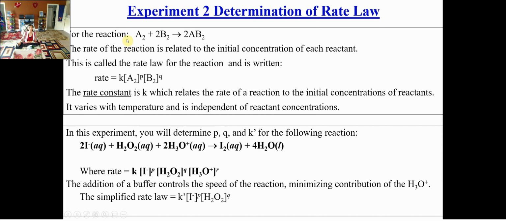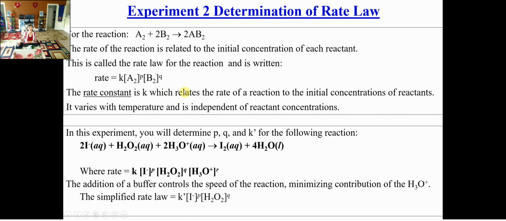For example, if you have an imaginary reaction, A2 plus 2 moles of B2 produce 2 moles of AB2. So that's what you are going to produce. How do you determine the initial reaction rate? The reaction rate for this particular reaction equals K times A2 to the power P times B2 to the power Q. So this K is your reaction rate constant. K is your rate constant.